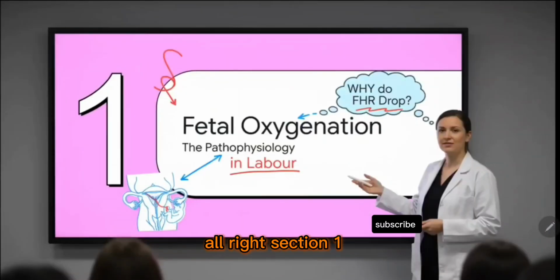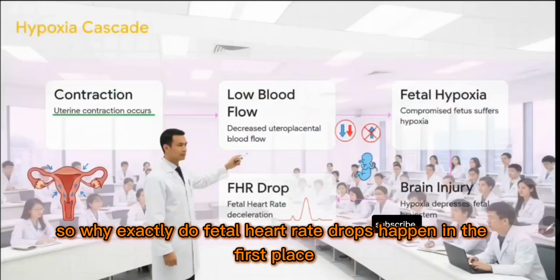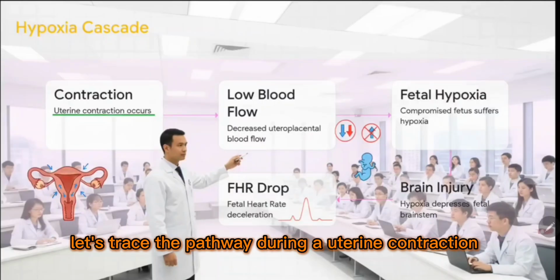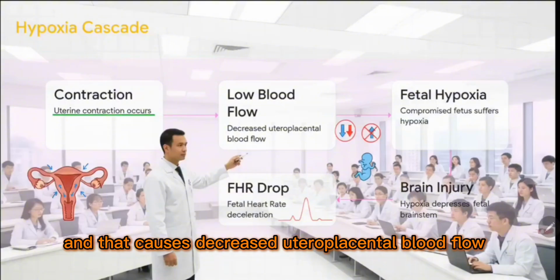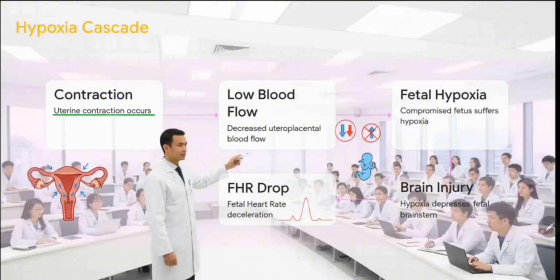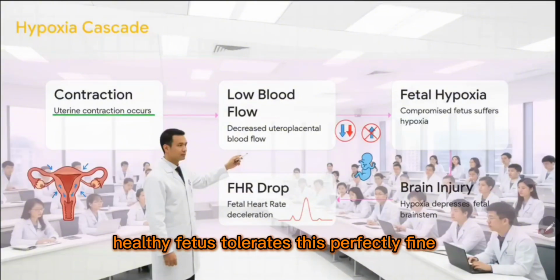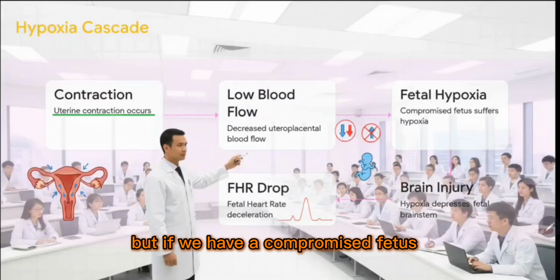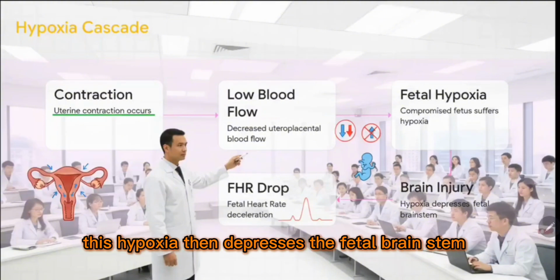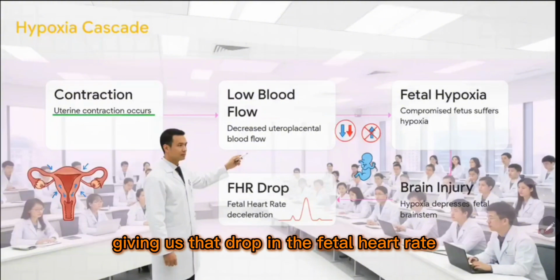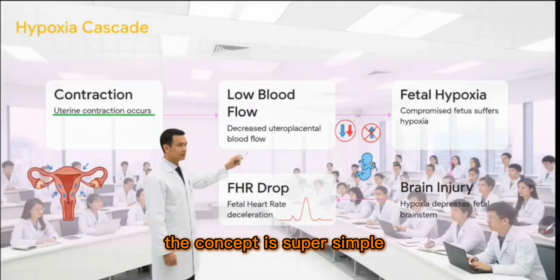All right, Section 1, fetal oxygenation in labor, specifically the pathophysiology. So why exactly do fetal heart rate drops happen in the first place? Let's trace the pathway. During a uterine contraction, blood vessels get squeezed, right? And that causes decreased uteroplacental blood flow. Now, a normal healthy fetus tolerates this perfectly fine. But if we have a compromised fetus, say IUGR or preterm, this drop leads directly to fetal hypoxia. This hypoxia then depresses the fetal brainstem, giving us that drop in the fetal heart rate, which we call a deceleration.